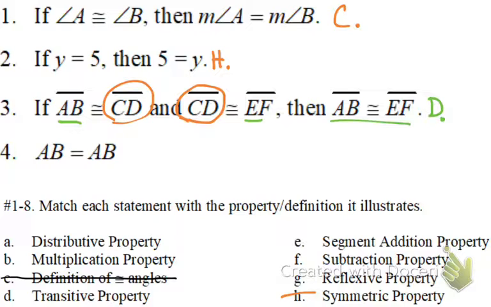AB, that's the distance from A to B, is equal to the distance from A to B. And that is the reflexive property, which allows something to be congruent or equal to itself.